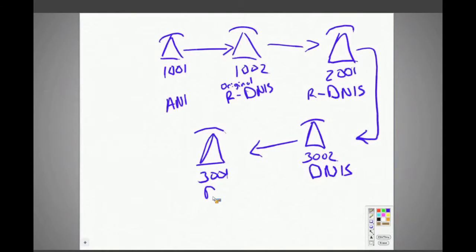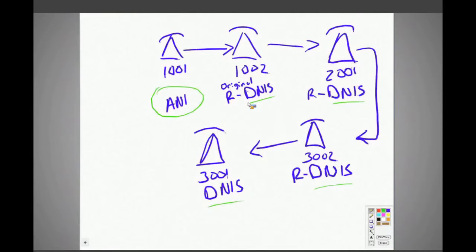So what if 3002 forwarded to 3001? 3001 becomes the new DNIS. 3002 becomes an RDNIS, or a redirecting DNIS. So the reason I added one more here is to display the idea that, first of all, the ANI never changes. The DNIS changes as we go from forward to forward to forward. But there's still always only one DNIS, or one dialed number. I shouldn't say one dialed number, one called number.